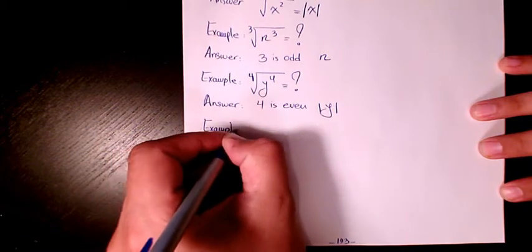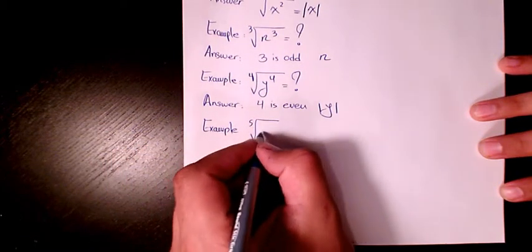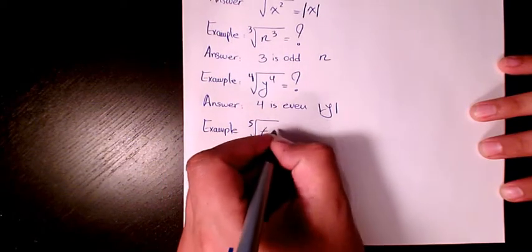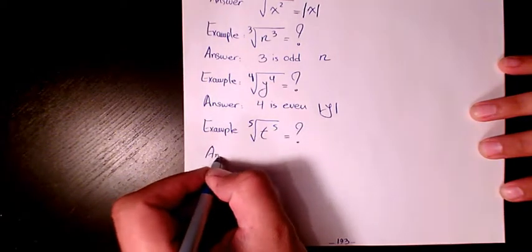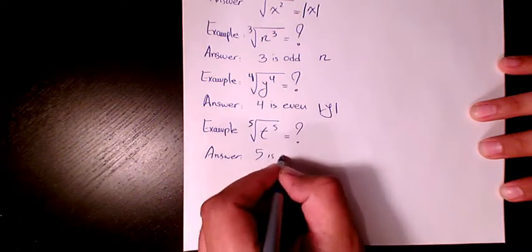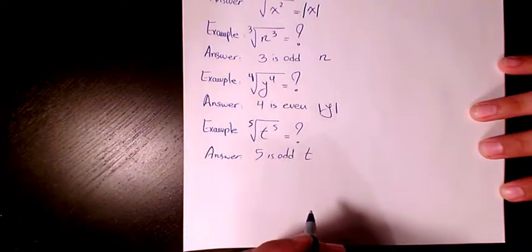Next example, the fifth root of t to the power of 5. The answer is, since 5 is an odd number, the answer will be just t.